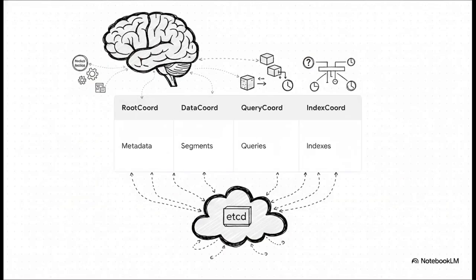Moving right along to Section 2, the control center, or the coordinator layer. Instead of relying on one massive, monolithic master node, which we all know can become a serious bottleneck, Milvus divides its brain into specialized coordinators. Each one is an expert handling a specific operational domain.